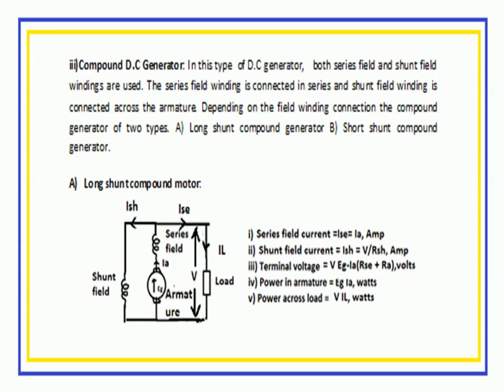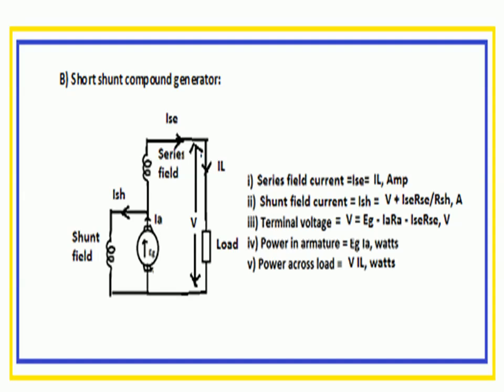Later on, we have the same type in motors. Now the B type, short shunt compound generator. That means the series winding is present and the shunt field winding is present, but the shunt field winding is connected across the armature only. From that point, the series winding connection is made. Hence, such a generator is referred to as a short shunt compound generator.